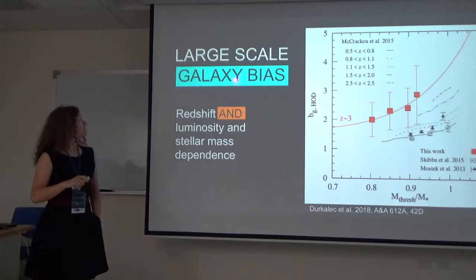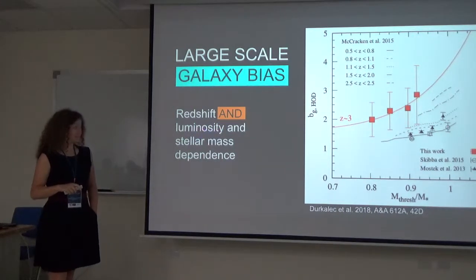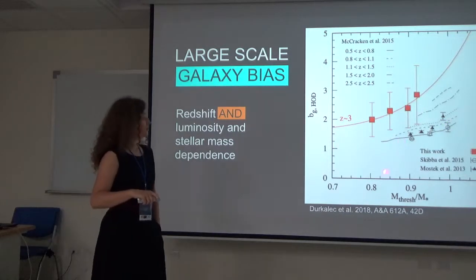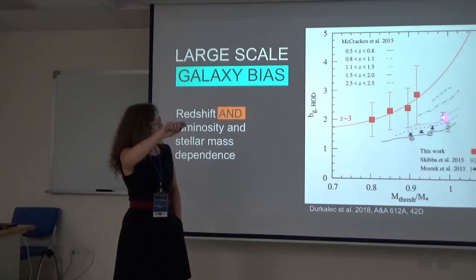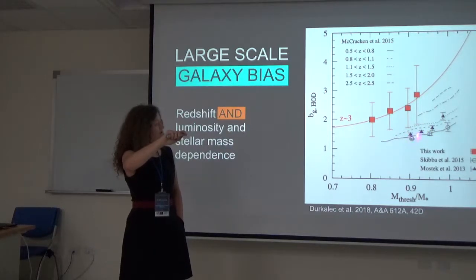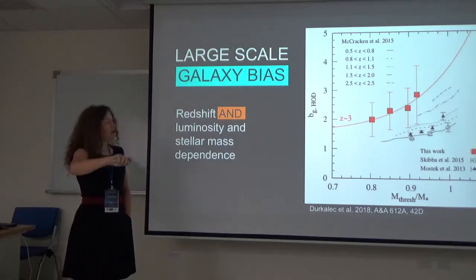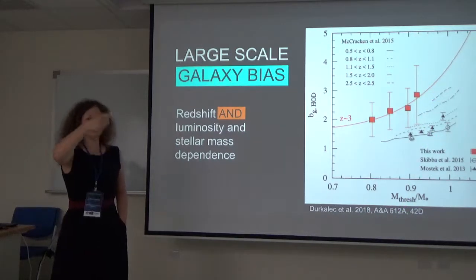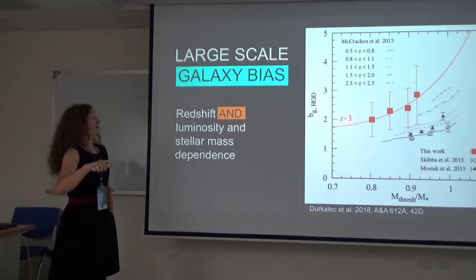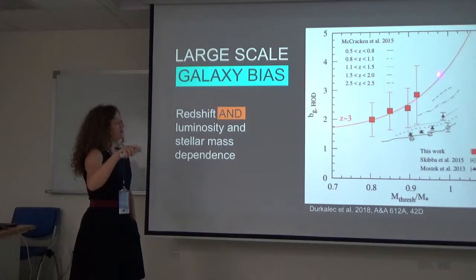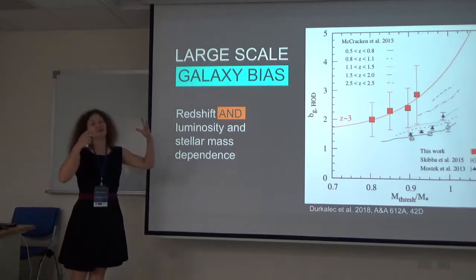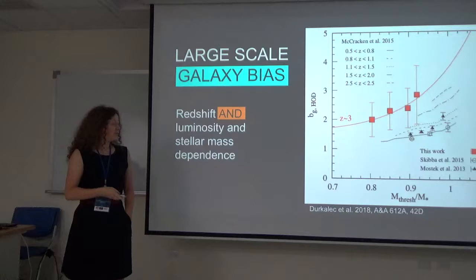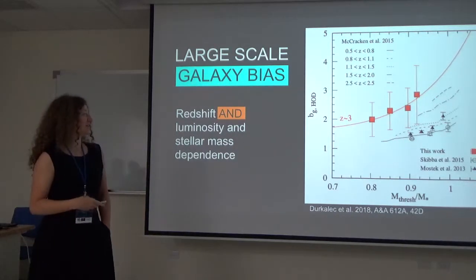Skipping to the large-scale galaxy bias, there are two things that you should look for. Here you have examples of large-scale galaxy bias at different redshifts. Here is redshift 0, and here are my results at redshift 3. You can see that the bias increases with redshift, but not only. There is also a dependence on the stellar mass. So we have two dependencies overlapping with each other, which further complicates the story.